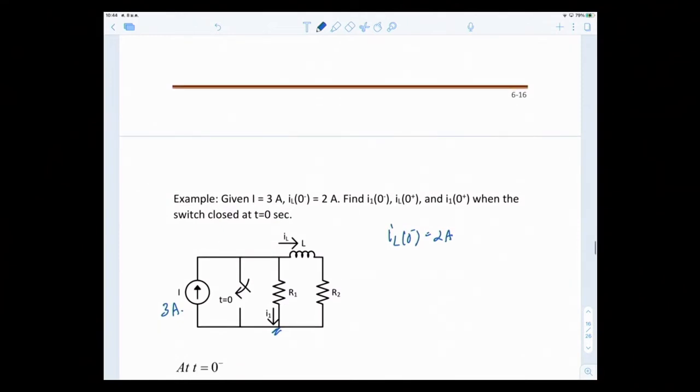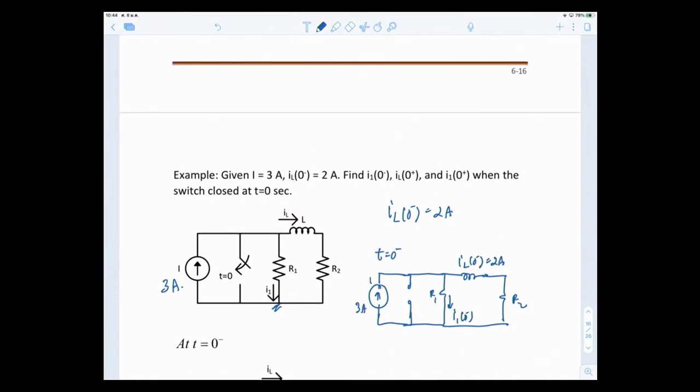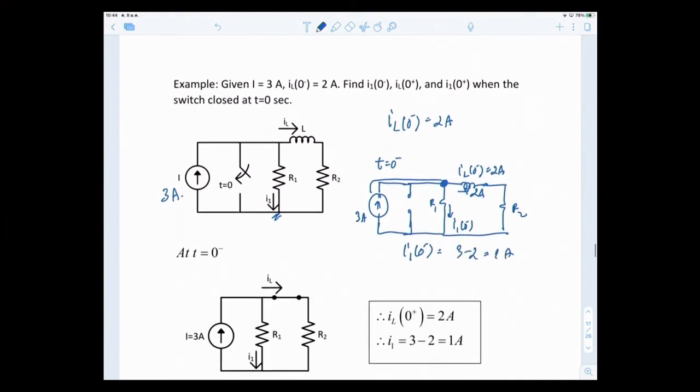To start, I would write my circuit as a timeline. At t equal to 0 minus, what does my switch look like? It's open, it hasn't closed. It's like this. I1 0 minus, IL 0 minus equals 2 amps. This is R2, this is R1, this is 3 amps, right? So 3 amps comes here and then it's split into 2 amps, so my I1 0 minus is equal to 3 minus 2 equal to 1 amp. Okay, 1 amp.